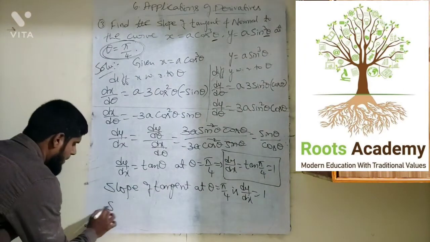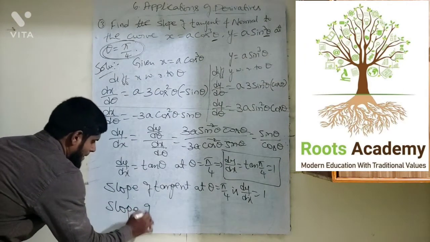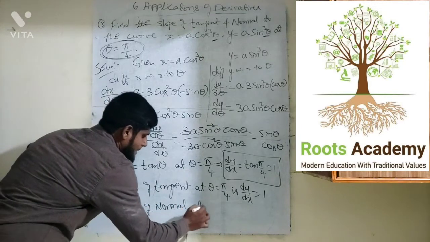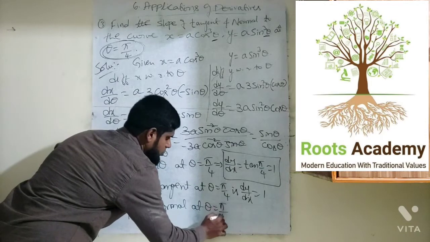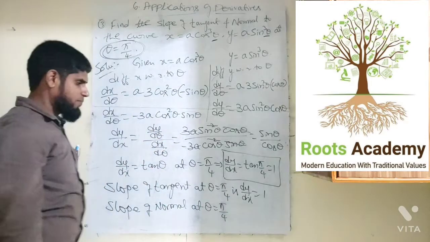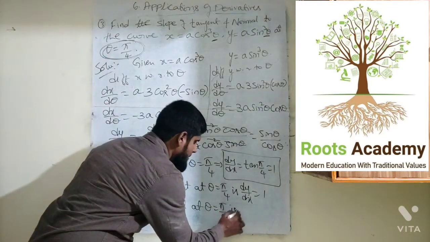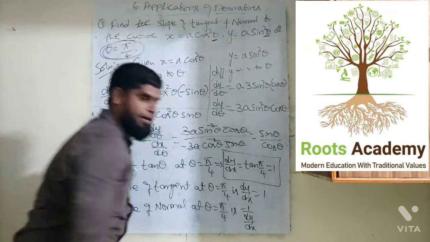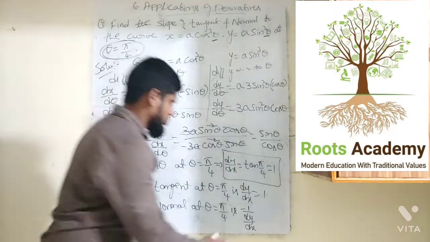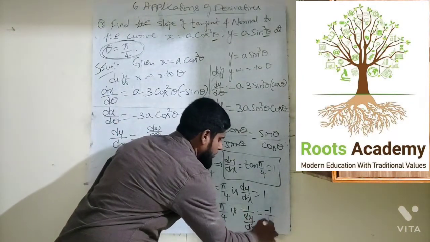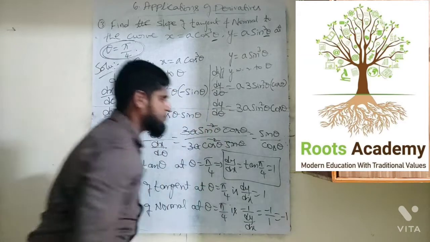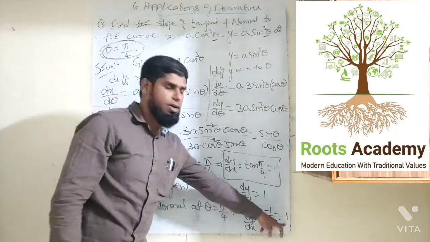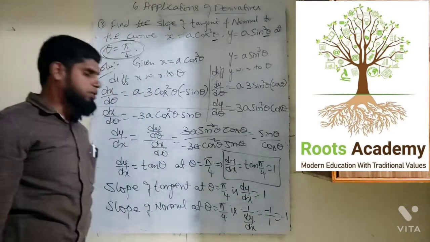Now, slope of normal at theta is equals to pi by 4 is minus 1 by dy by dx. So this is minus 1 by 1. Finally it is minus 1. So slope of normal is minus 1 and slope of tangent is plus 1.